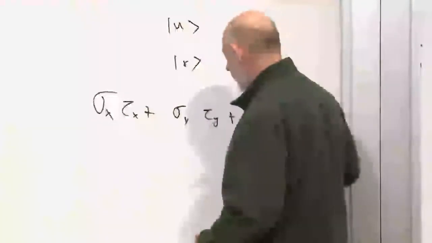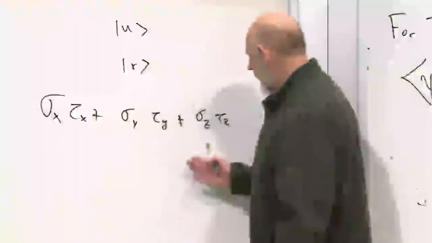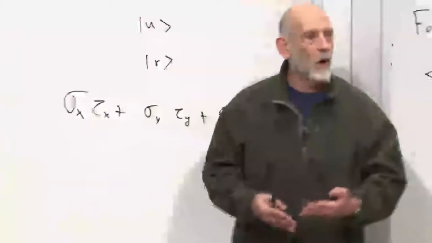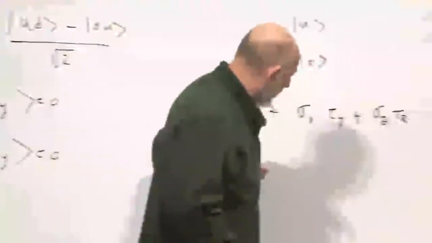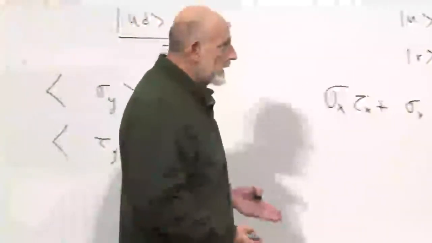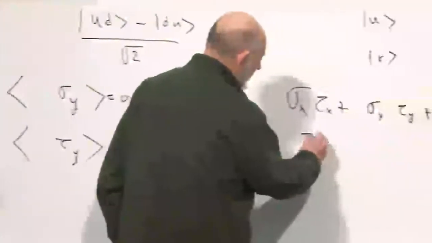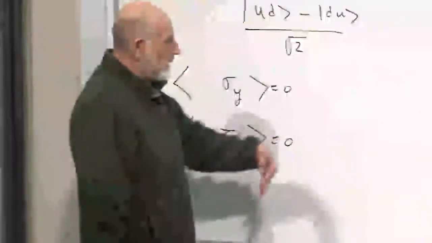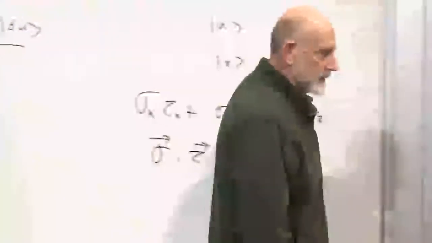The singlet state is an eigenvector of this object with eigenvalue -3. It's an eigenvalue of this one with -1, this one with -1, and this one with -1. The whole thing has eigenvalue -3. But the point is, the eigenvectors of this product, or the sum of products here, include the singlet state. There's a particular one. You can also write this as just sigma.tau: sigma x tau x, sigma y tau y, sigma z tau z. If these were ordinary classical vectors, you would write it as sigma dot tau.